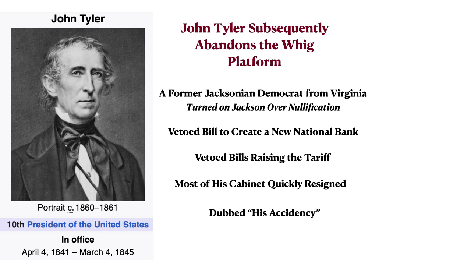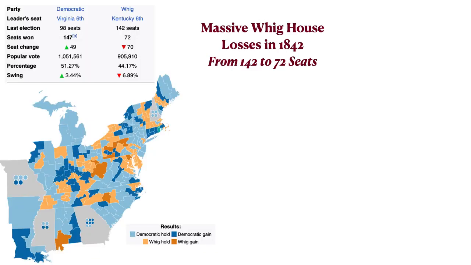Nobody really wanted him. Democrats didn't support him. Whigs didn't support him, and so he's not going to be renominated. But the Whigs suffer a massive loss in the House in the next election, 1842. They go from 142 to 72 seats.